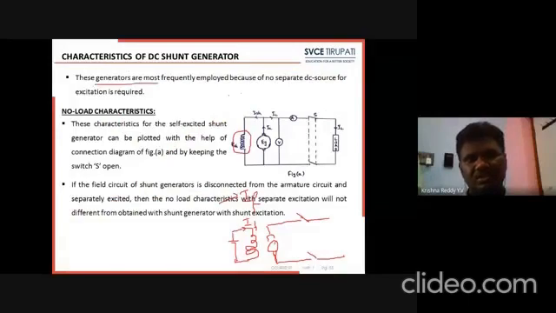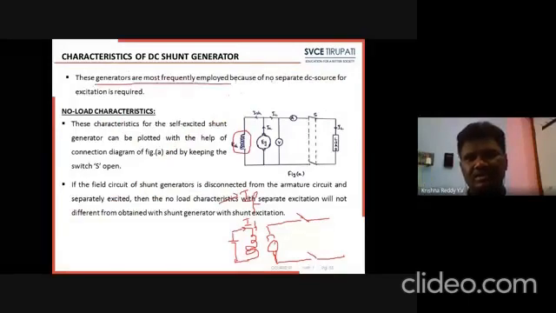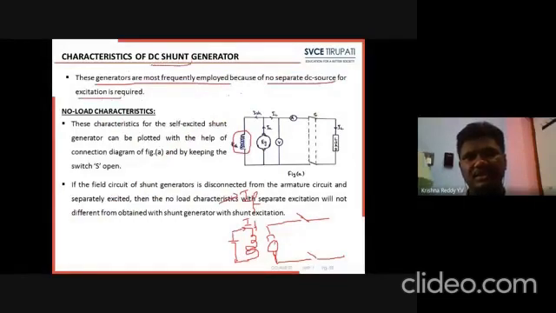These generators are most frequently employed because no separate DC source for excitation is needed. These are the self-excited generators. That's why we mostly use the DC shunt generator for applications. To get the no load characteristics or open circuit characteristics, these characteristics for a self-excited shunt generator can be plotted with the help of this circuit diagram by keeping the switch open, because it is no load, meaning we are not applying any load. After getting the rated voltage, we close the switch.